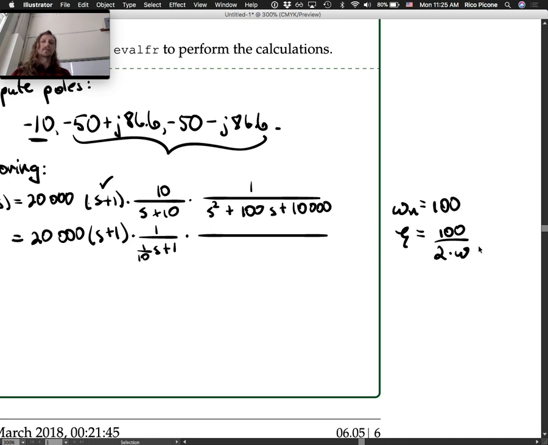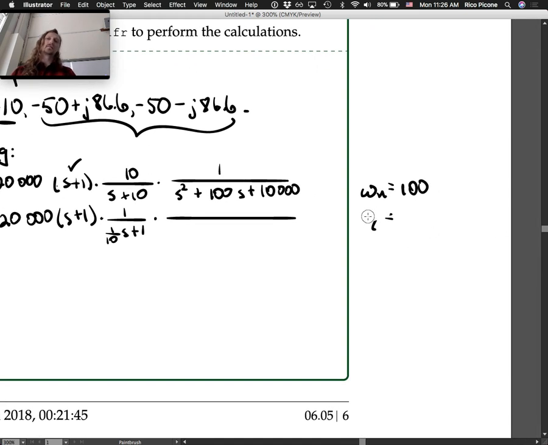No, that was wrong. So I'll do it explicitly. 100 from this term here has to be equal to 2 zeta omega n. Therefore, zeta has to be equal to 1/2. Oh yeah, so I did that right, didn't I? Sometimes I doubt myself. I should never doubt myself. Except for earlier, I should have doubted myself. Okay, and this gives us, so omega n is 100, the 100s cancel, so you get 1/2, right?